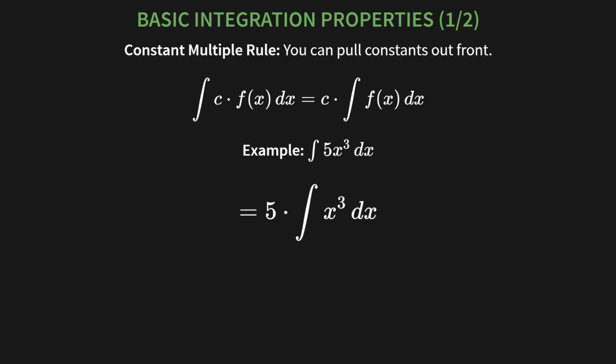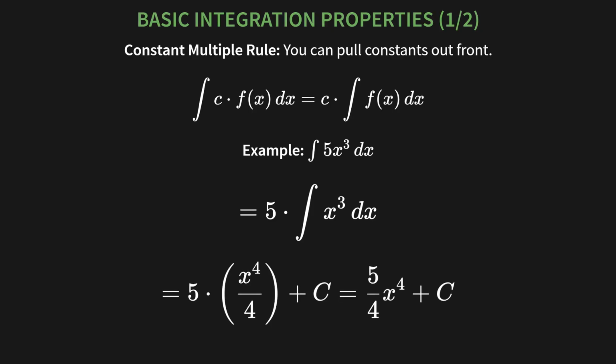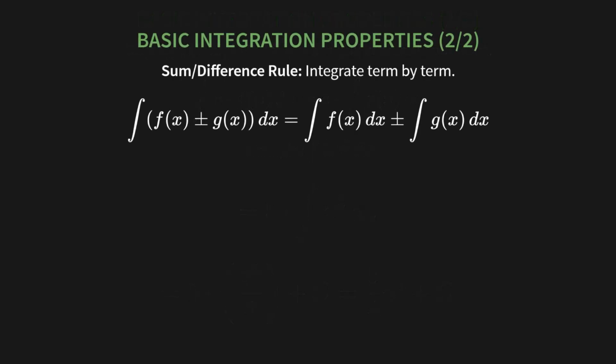You get 5 times the integral of x cubed dx. Using the power rule, that becomes 5 times x to the 4th over 4 plus c, or 5/4 x to the 4th plus c.